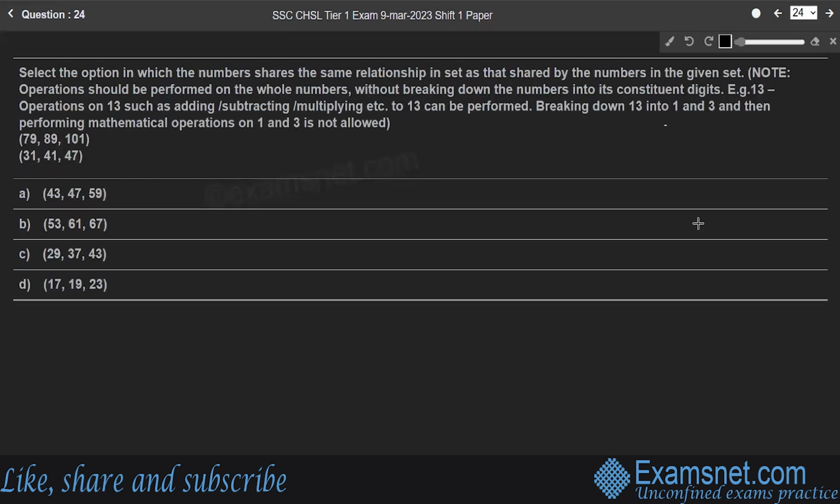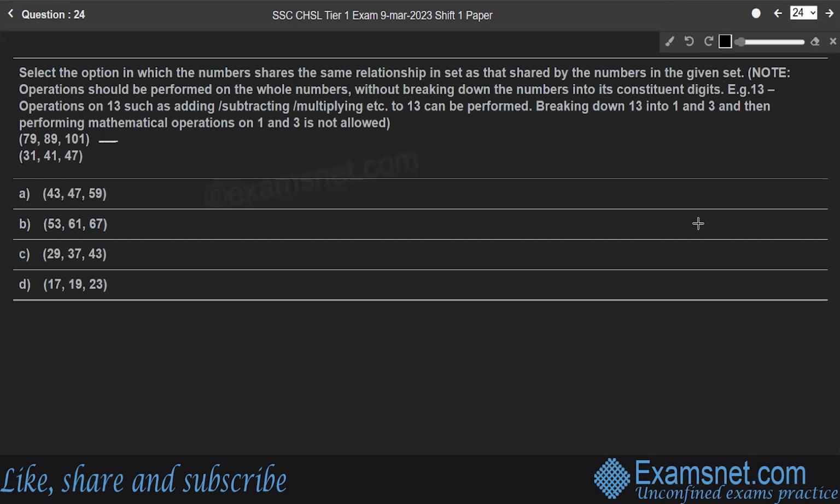Question 24. Select the option in which the numbers share the same relationship in set as that shared by the numbers in the given set. So there is a note. Operation should be performed on the whole numbers without breaking down the number into its constituent digits. Say for example 13. So operations may be addition, subtraction, multiplication or division. You should not break down 13 into its constituent numbers as 1 and 3 like that. So we're considering the whole numbers.